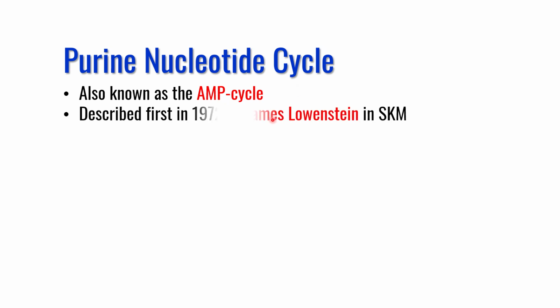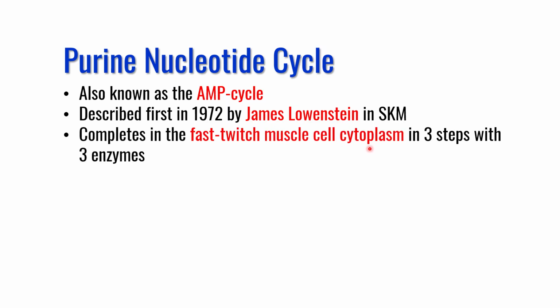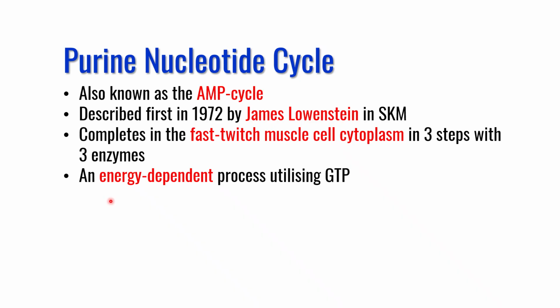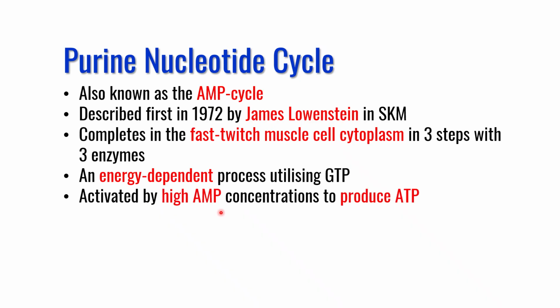What is the purine nucleotide cycle? This is also known as the AMP cycle because AMP is the substrate and the product of this cycle. It was described first in 1972 by James Lowenstein in skeletal muscle. It completes in the fast twitch muscle cell cytoplasm in 3 steps, utilizing 3 key enzymes. This is an energy dependent process utilizing GTP as the source of energy.